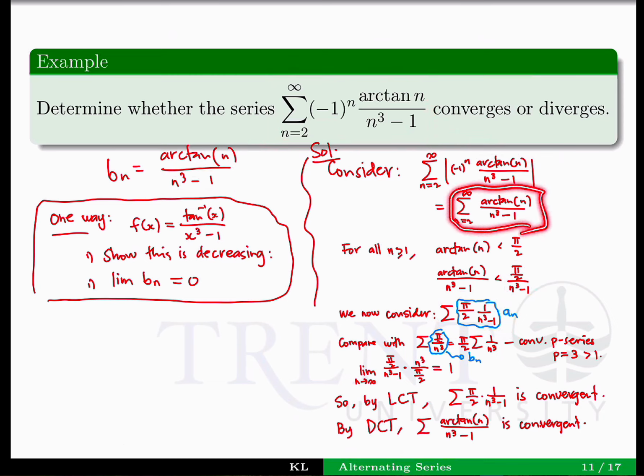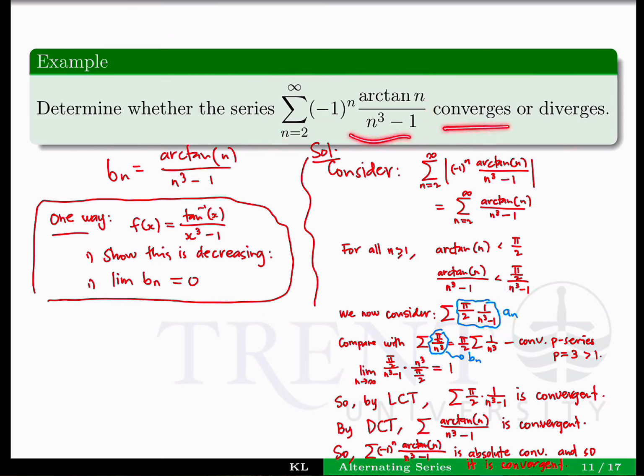But this series is this thing here. So, by definition, the series negative 1 to the n of arctan n over n cubed minus 1 is absolutely convergent. And so, it is convergent. Okay? So, we now have our conclusion. The series converges.